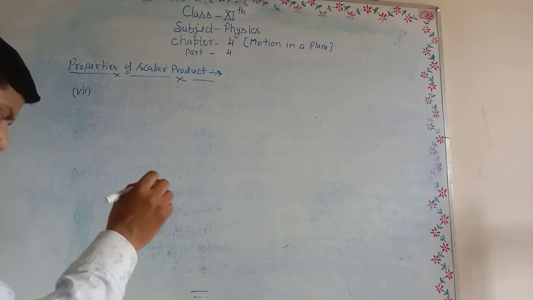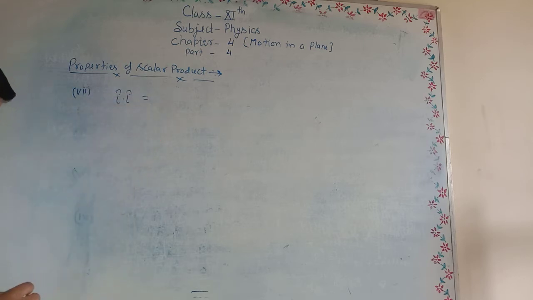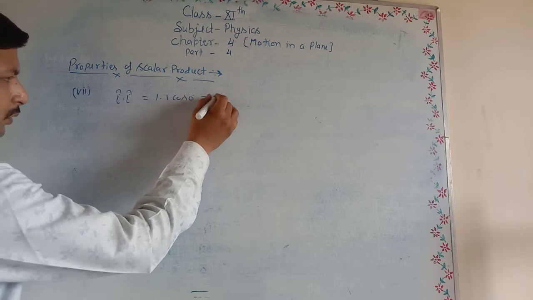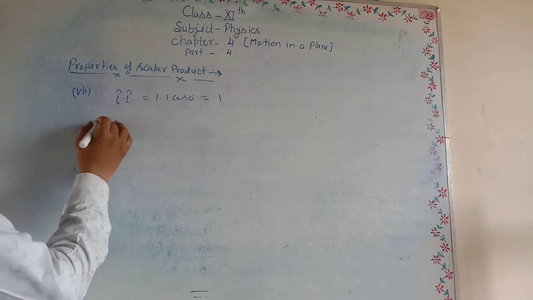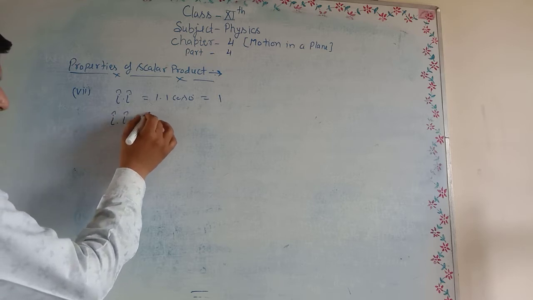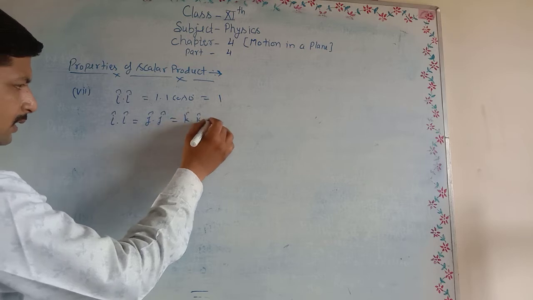Okay students. Then the next property, seventh property: the scalar product of two different basis vectors, the unit vectors, is 0. Suppose i dot i is equal to 1 into 1 into cos 0, which is equal to 1. Then similarly i dot i is equal to j dot j is equal to k dot k is equal to 1.